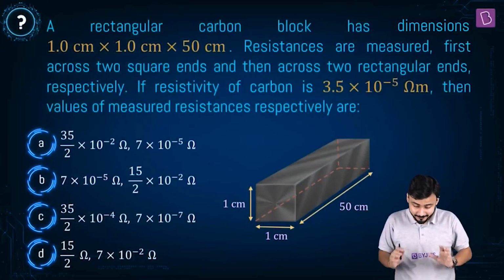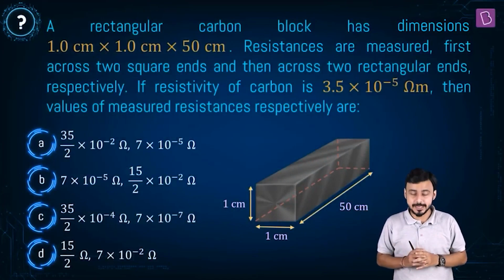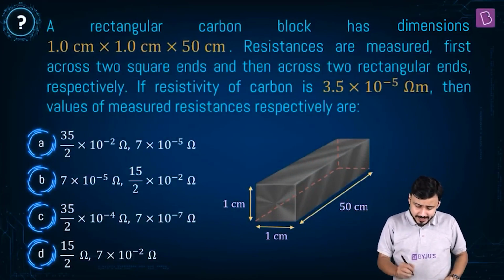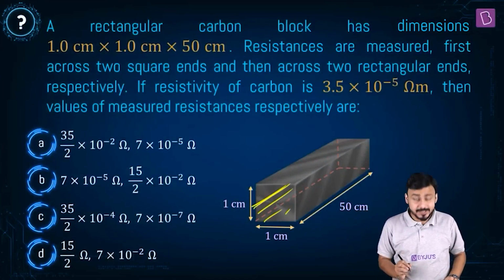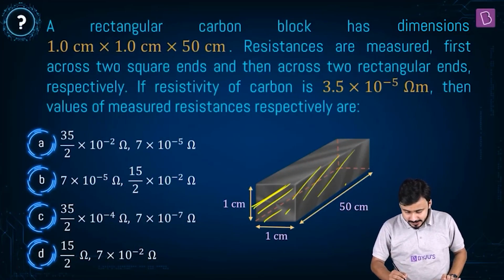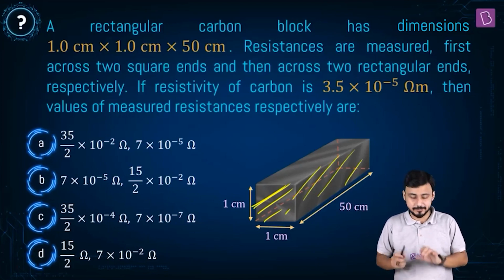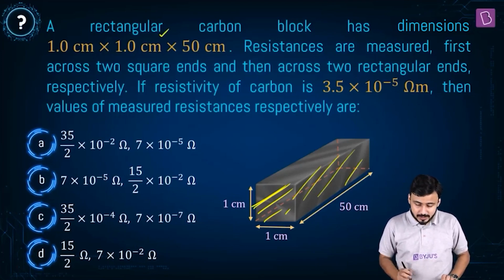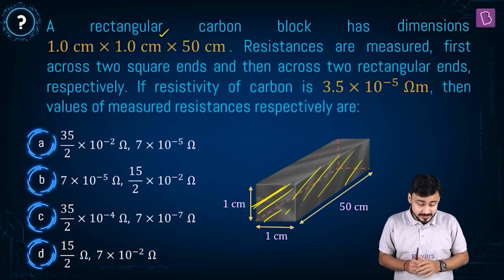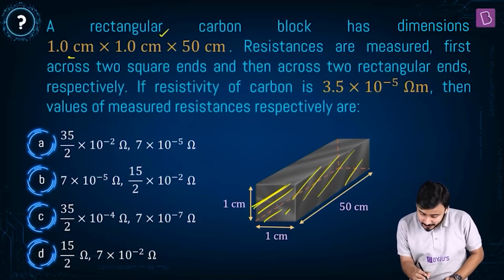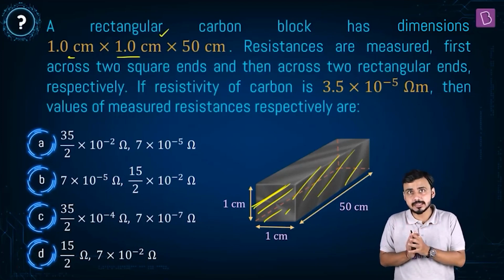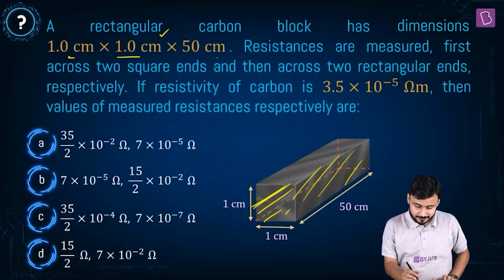Here the system given to you is a rectangular shape, or you can say one side is a square shape, 1 centimeter by 1 centimeter, and the other side is a rectangular shape, 1 centimeter by 50 centimeter. So a rectangular carbon block has been given to you, which has a dimension of 1 centimeter cross 1 centimeter cross 50 centimeter.